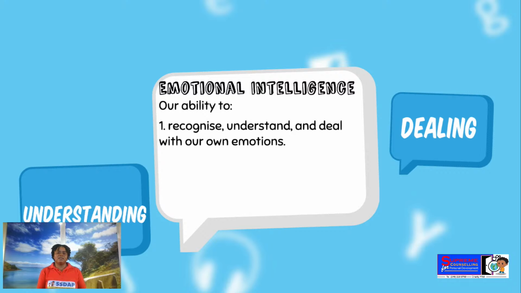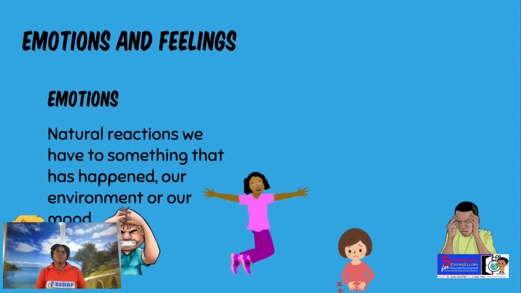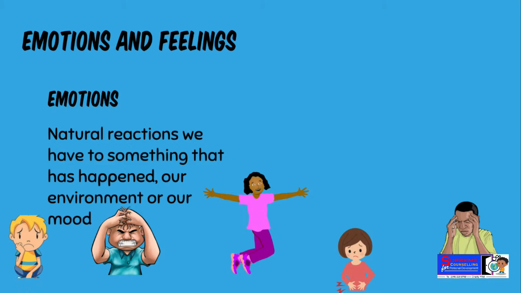So if we are talking about understanding emotions, what exactly do we mean? When we're saying understanding, we're really saying, how do I make sense of my emotions? How do I make sense of what exactly I'm feeling, right? And remember that emotions really are natural reactions we have to something that has happened, to our environment, our relationship with others, or to our mood, right?